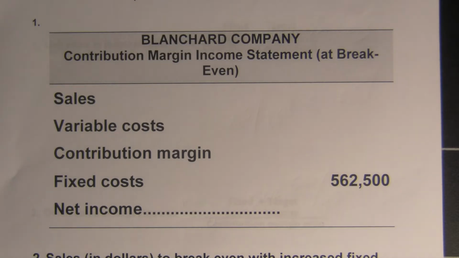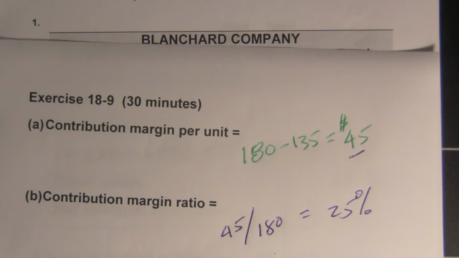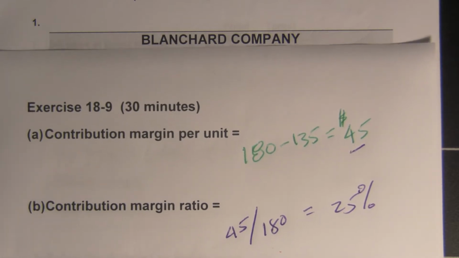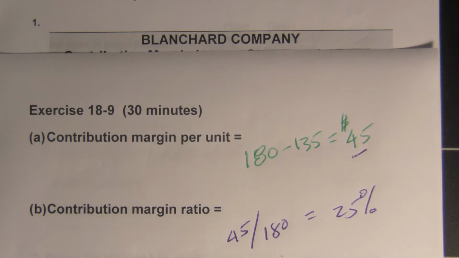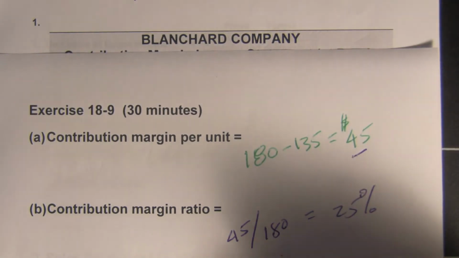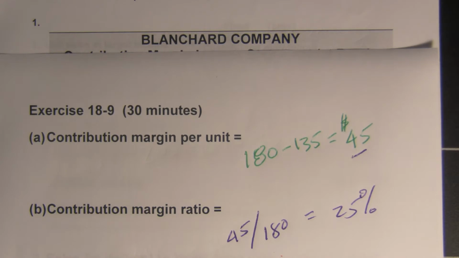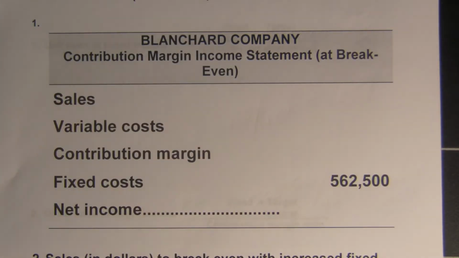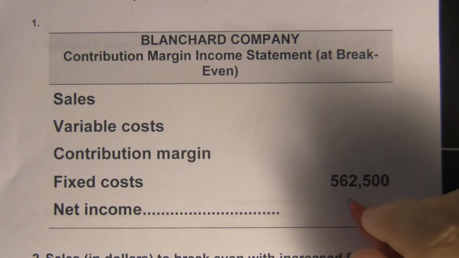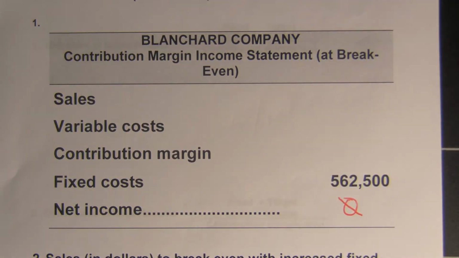Exercise 18.11 is using the material that we had picked up from exercise 18.9. They tell us the fixed cost is $562,500, and it wants us to do a contribution margin income statement at break-even point. Now, by definition, break-even point is when the economic profit equals zero. I have no idea where that term came from. That's what it's called.